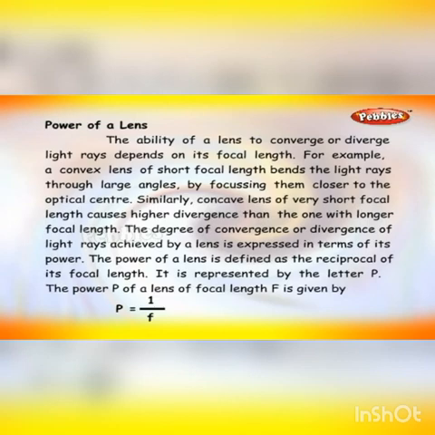focal length. The degree of convergence or divergence of light rays achieved by a lens is expressed in terms of its power. The power of a lens is defined as the reciprocal of its focal length. It is represented by the letter P. The power P of a lens of focal length f is given by P is equal to 1/f.